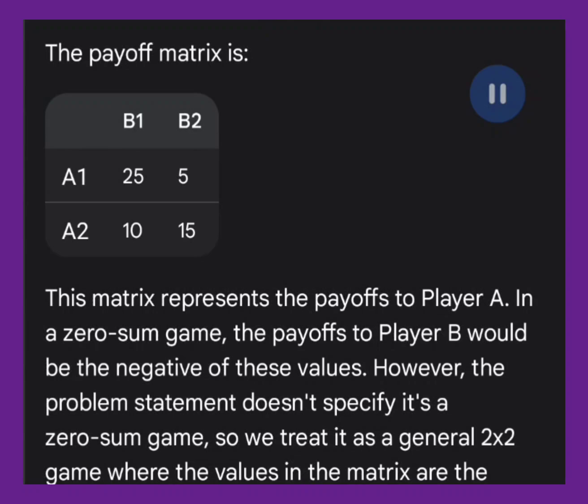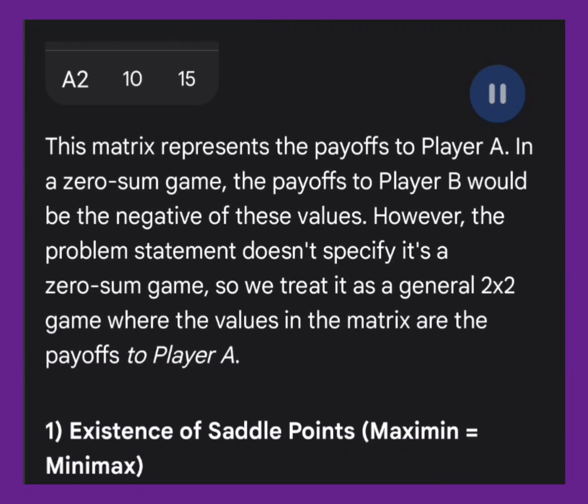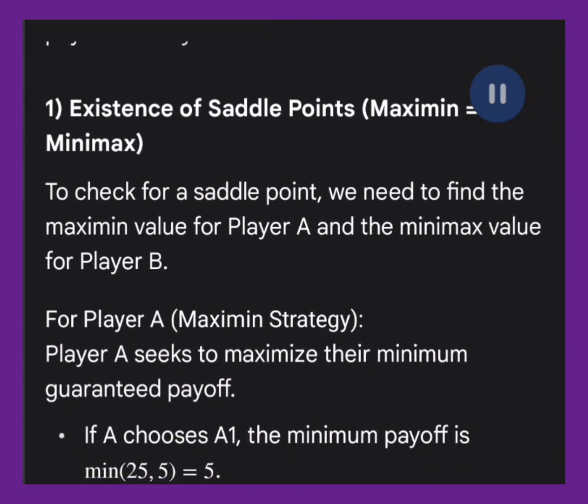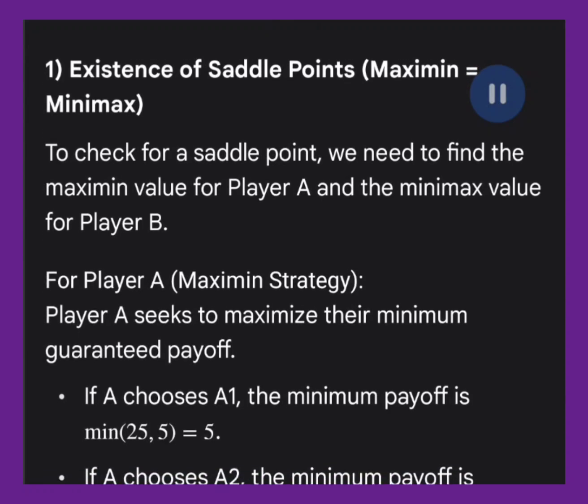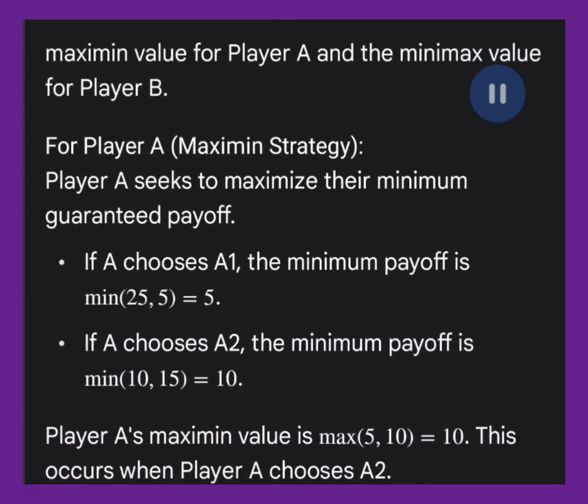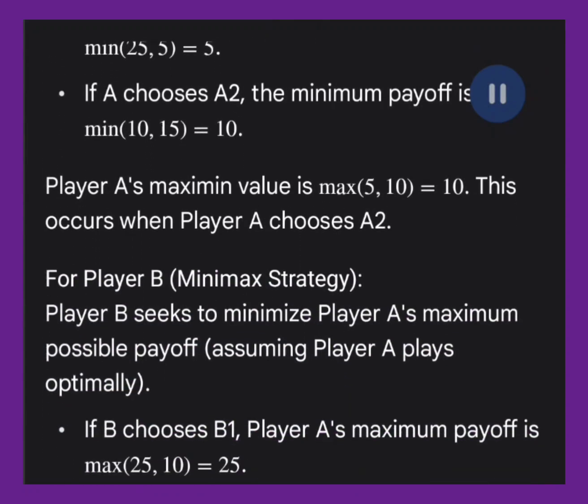1. Existence of saddle points. Maximin equals minimax. To check for a saddle point, we need to find the maximin value for player A and the minimax value for player B. For player A, maximin strategy, player A seeks to maximize their minimum guaranteed payoff. If A chooses A1, the minimum payoff is min(25, 5) equals 5. If A chooses A2, the minimum payoff is min(10, 15) equals 10. Player A's maximin value is max(5, 10) equals 10. This occurs when player A chooses A2.